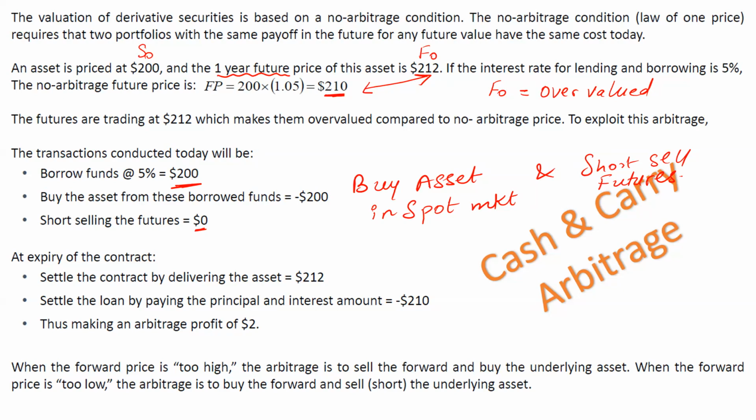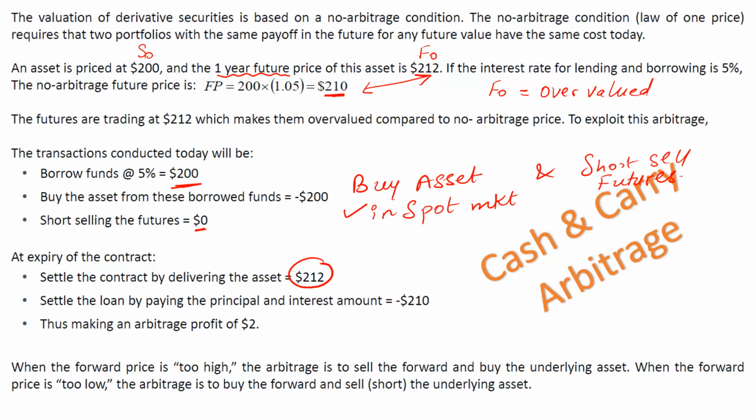So this is the transaction that you're going to do today. At the expiry of the contract, after 1 year, you are going to settle the contract. You are taking a short position in the futures. That means you have to deliver the asset after 1 year. Do you have the asset after 1 year? The answer is yes, because you have just purchased it in the spot market. So you are going to settle the contract by delivering the asset and you are going to receive 212. So the long futures is going to pay you 212. You are going to give him the asset that you are already having.